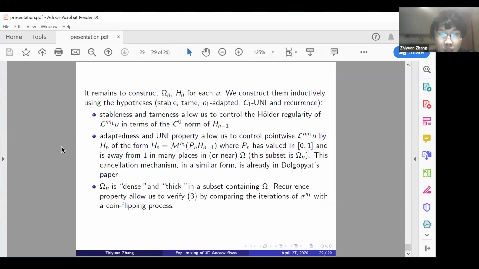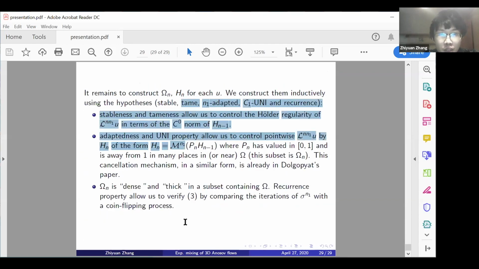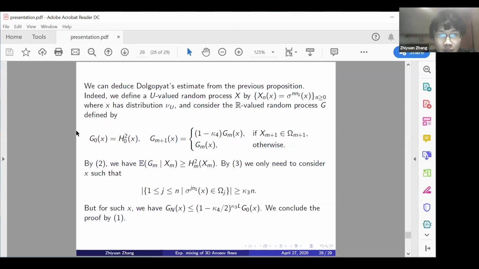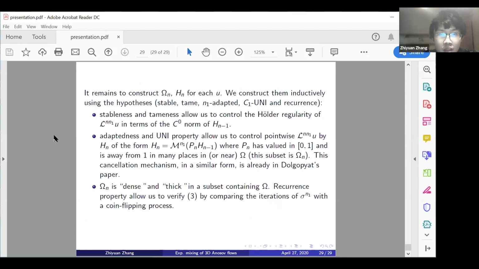So, okay, maybe this is about how we show each property. So in the end, the first property holds because sigma is an expanding map. So the Hölder semi-norm will be good compared to the previous one.